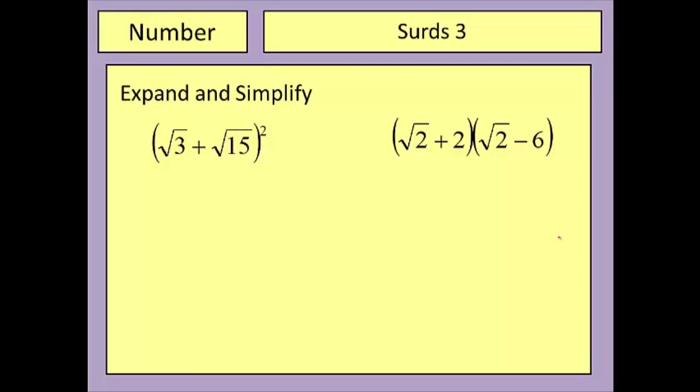Here are two questions to have a go at yourselves. Be careful with these. I would strongly recommend using the grid method just to make sure that you're doing the multiplication correctly and not losing any terms. Pause the video here, hit play when you're ready to go through the answers.